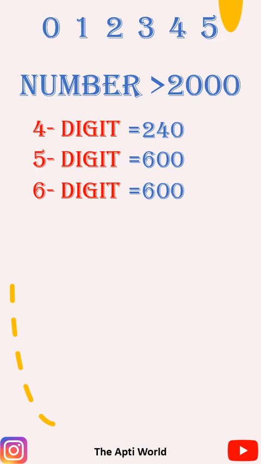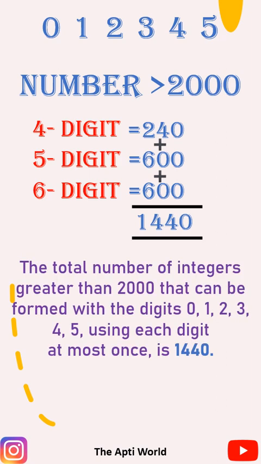Now, let's add all the possibilities. So, 240 plus 600 plus 600 is equal to 1440. Hence, the total number of integers greater than 2000 that can be formed with the digits 0, 1, 2, 3, 4, 5, using each digit at most once, is 1440.